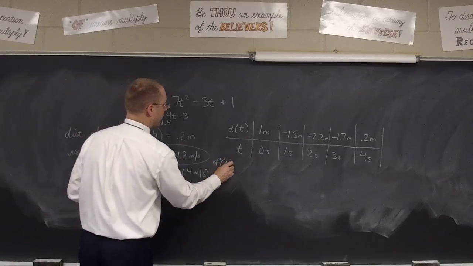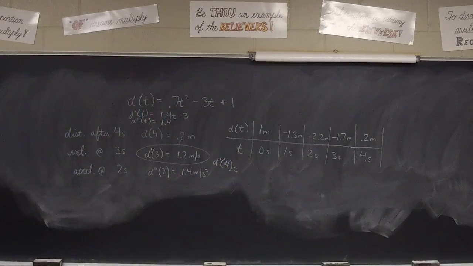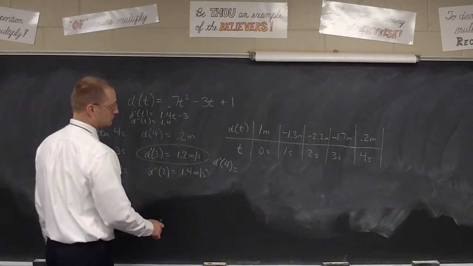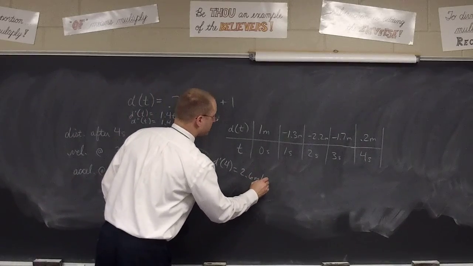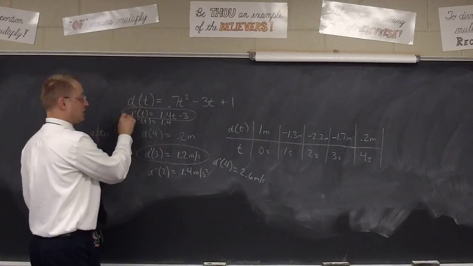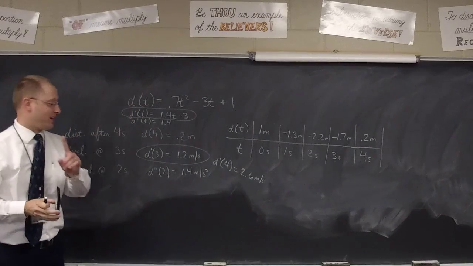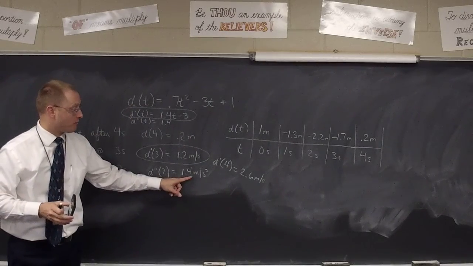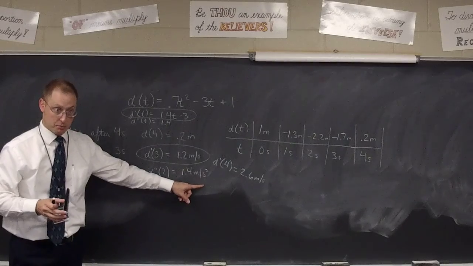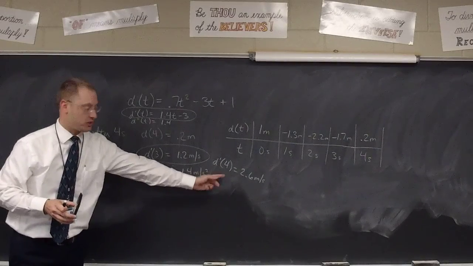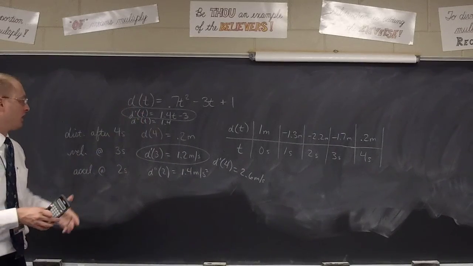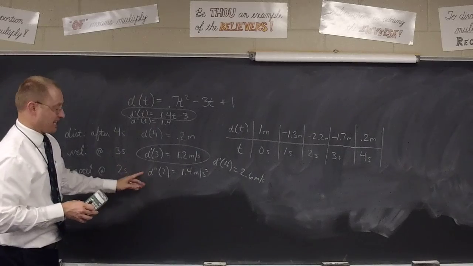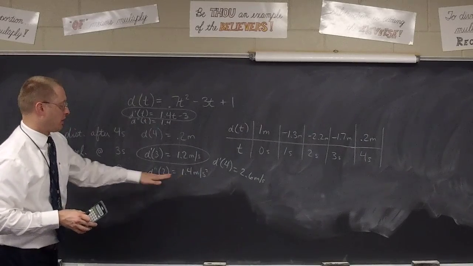Let's find d prime of 4. What's its velocity at the 4 second mark? 2.6. 2 ways to find this. The most conventional way is right here, plug in the 4, right? The other way is if it's going to accelerate 1.4 meters every second, meters per second squared, add it on to get you 2.6. So the next one is going to be 4. And the next one's going to be 5.6. So each second getting faster and faster, because that's a constant acceleration all the way through.